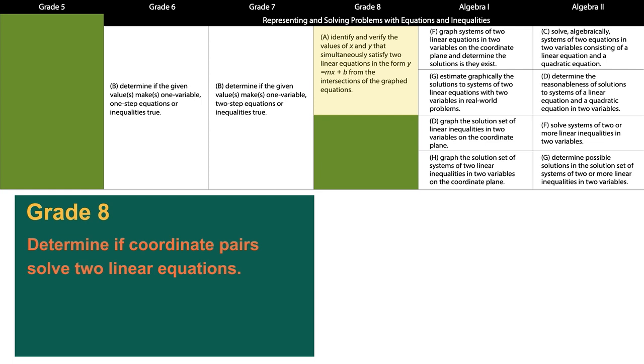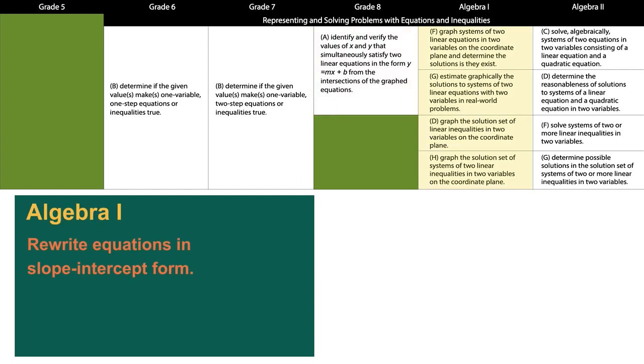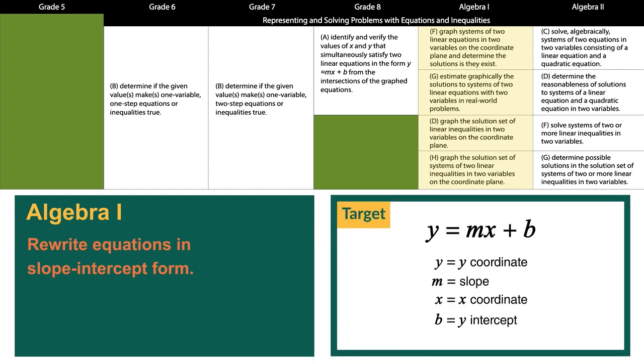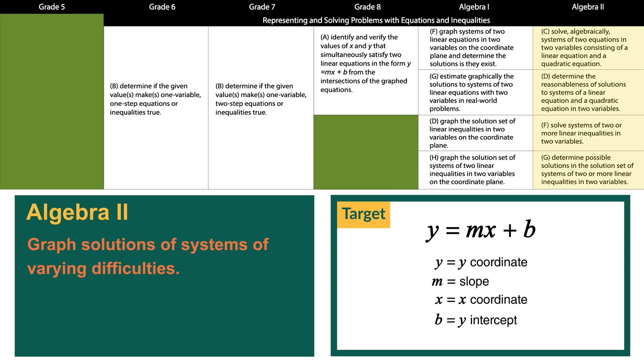Notice the Grade 8 Mathematics TEKS stipulates students are given the equations in slope-intercept form when verifying the solutions. In Algebra 1, students are expected to be able to rewrite equations in slope-intercept form on their own. These TEKS built an understanding of what constitutes solutions of equations and inequalities to prepare students to graph solutions of the systems presented in Algebra 1.